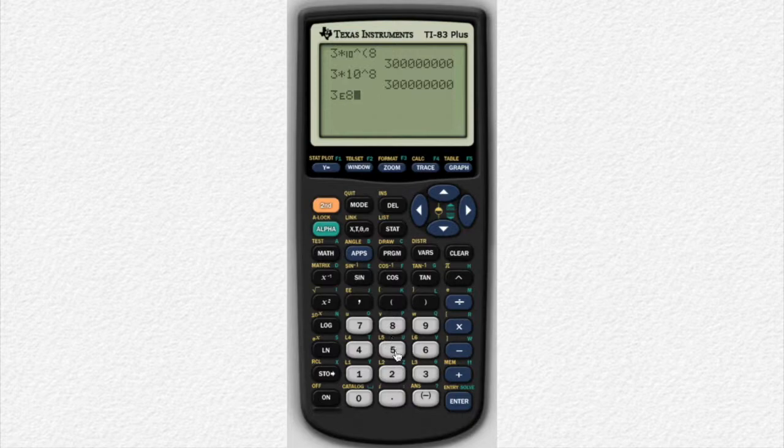And that is 3 times 10 to the 8th, written in computer talk. And you'll see it's the same number. Even if we have a 3.5 times 10 to the 8th, or times 10 to the, I'll do 6, so you can see it's a shorter number.